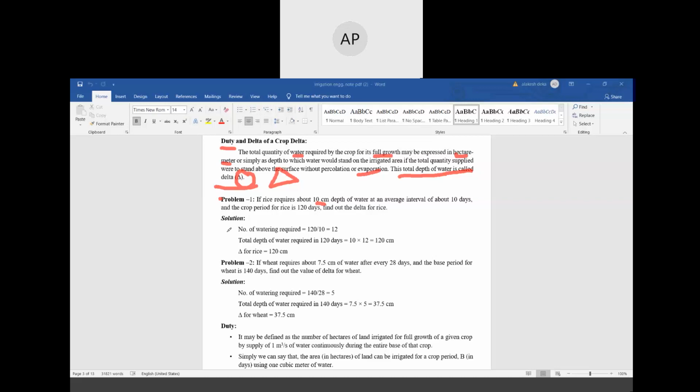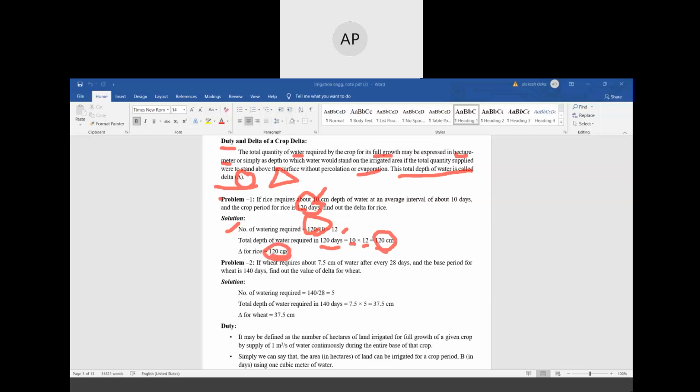Number of watering required: 120 by 10, 12. 120 is the crop period and 10 is the interval at which rice requires water. If you divide the crop period by this, then we will get 12. Total depth of water required in 120 days will be 10 into 12, 120 centimeter. Simply multiply, and for rice it is 120 centimeter.